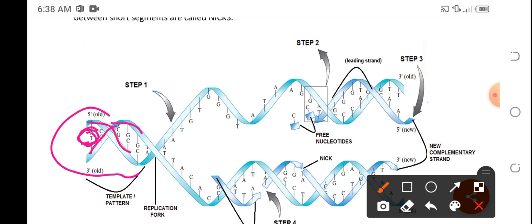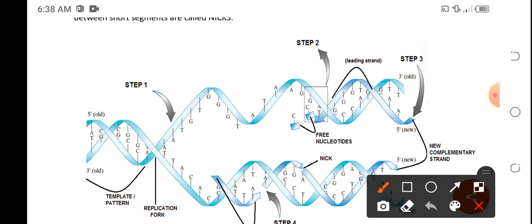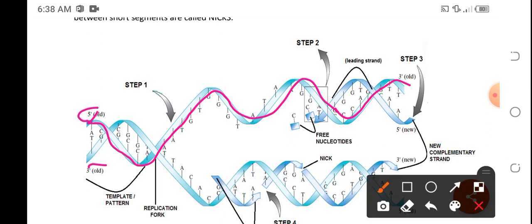And for the action of DNA helicase, this DNA causes to unwind. So, mag-unwind siya. Maghihiwalay sila. Okay? So, this is the old strand, 5' to 3'. Okay? It's the old strand. And we also have its complementary strand. This is the 3' to 5'.